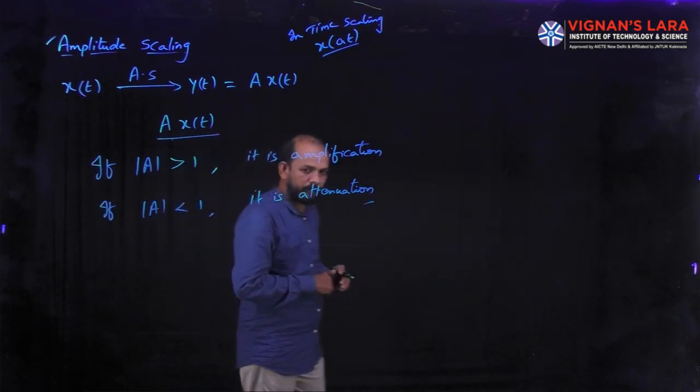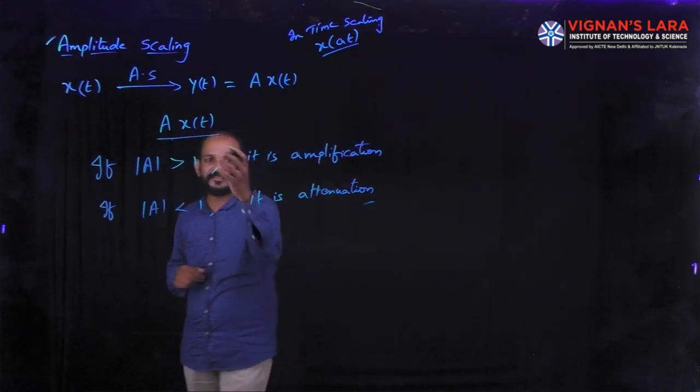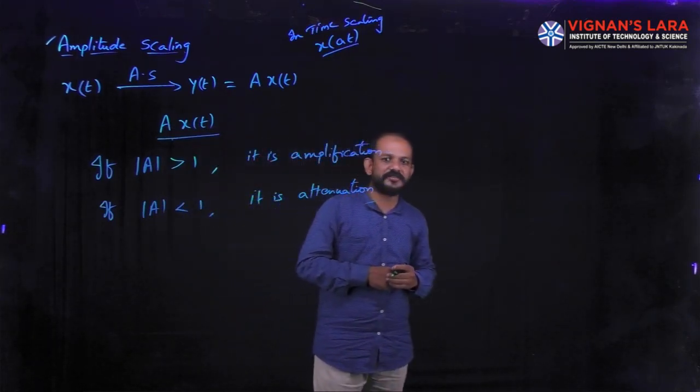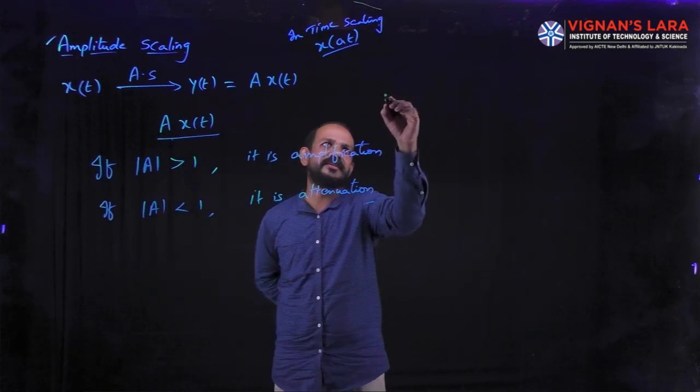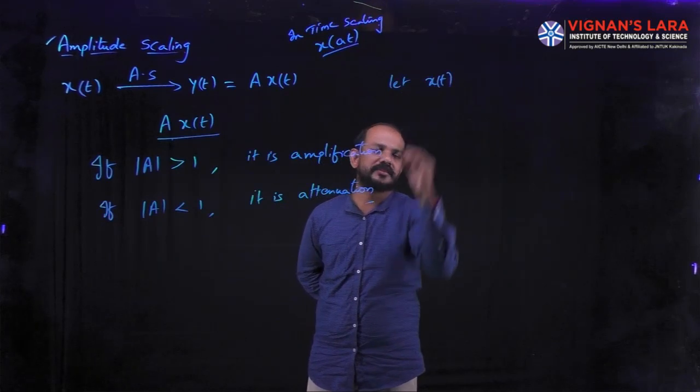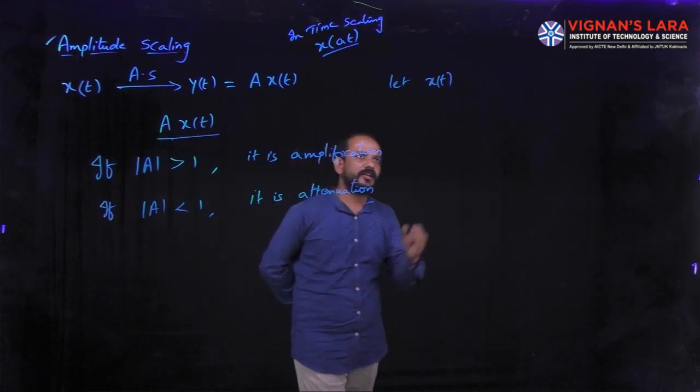Okay, simple. So if I want to explain this graphically, I have to take the signal x of t. So I have to consider an example for a signal x of t. So let us consider the signal x of t like this.